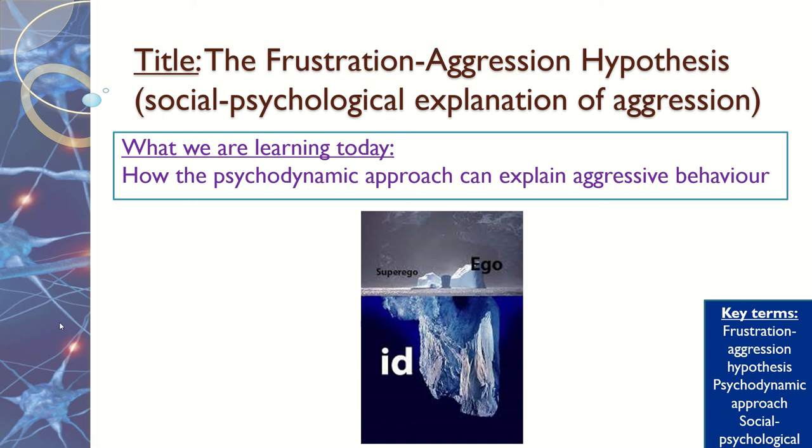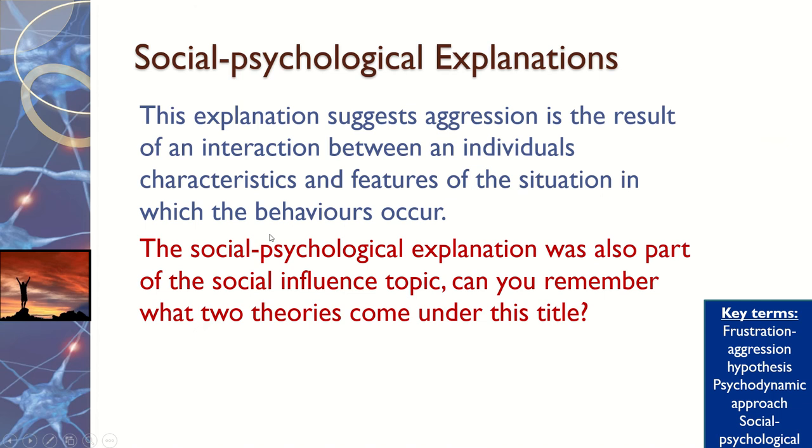So today we're going to be looking at the frustration aggression hypothesis, which is part of the wider socio-psychological explanation of aggression. This is the first social psychological explanation that we're going to discuss, but we're also going to look later at social learning theory. So first of all, we need to think about what social psychological actually means.